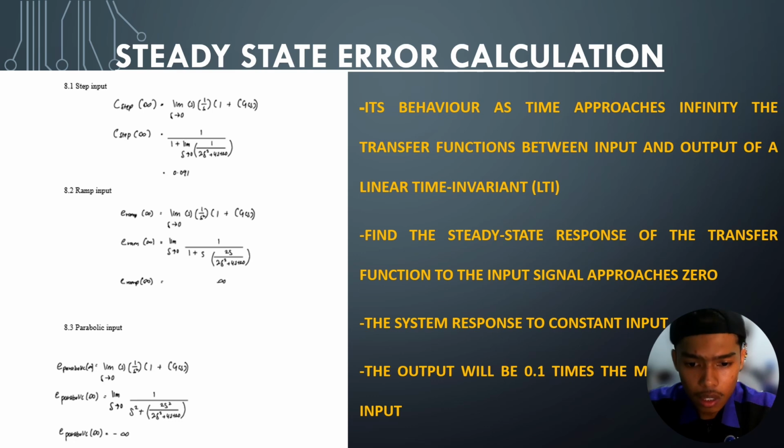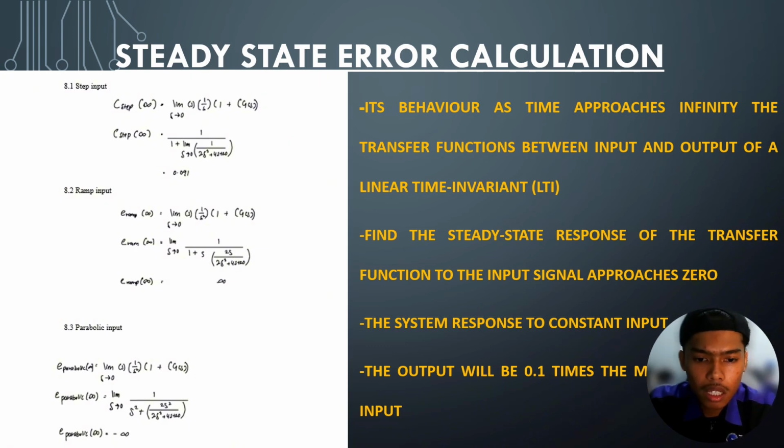This is because the steady state response is to a constant input. For the transfer function, as s approaches 0, the constant term equal to 20 in the denominator dominates, and the transfer function approaches a constant value of 2 over 20, which is 0.1. This means that in the steady state, the system will have a gain factor of 0.1. In other words, for a constant input, the output will be 0.1 times the magnitude of the input.